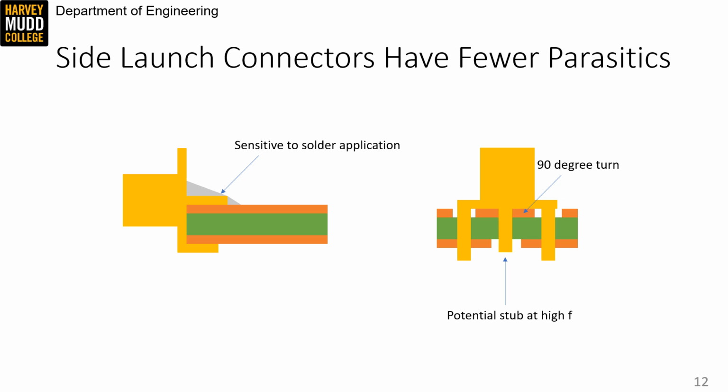One design decision that you have to make with connectors, particularly SMA connectors, is whether the connector will launch from the side of the board or the top of the board, which are the 2 figures illustrated on this slide. Side launch connectors present a smoother transition from a wire to an onboard trace because the signal travels in a straight line.